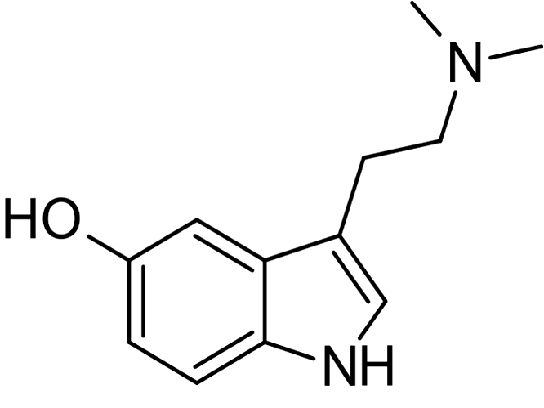Bufotenin, 5-HO-DMT, bufotenine, is a tryptamine related to the neurotransmitter serotonin. It is an alkaloid found in the skin of some species of toads, in mushrooms, higher plants, and mammals. The name bufotenin originates from the toad genus Bufo, which includes several species of psychoactive toads, most notably Incilius alvarius, that secrete bufotoxins from their parotoid glands.